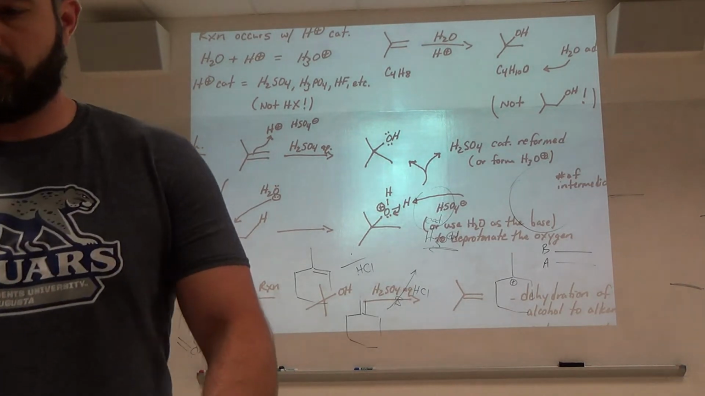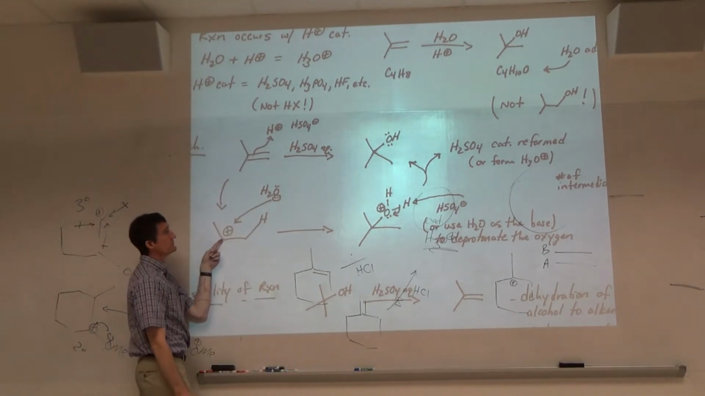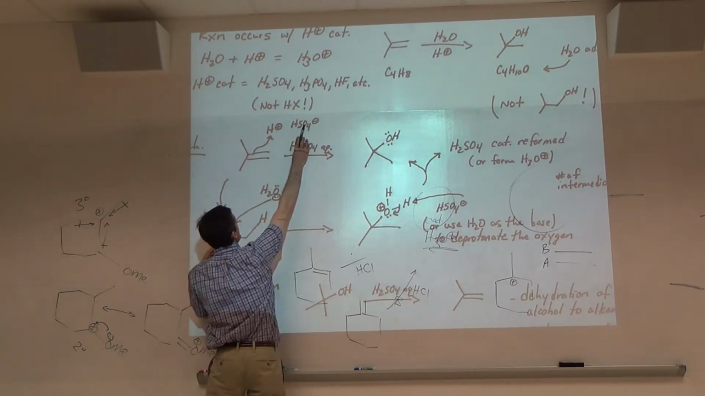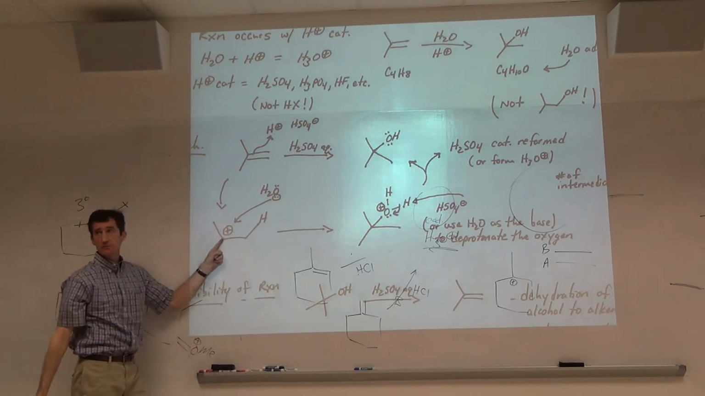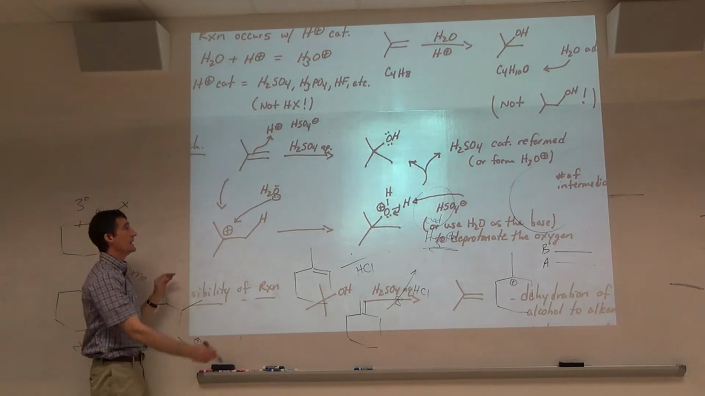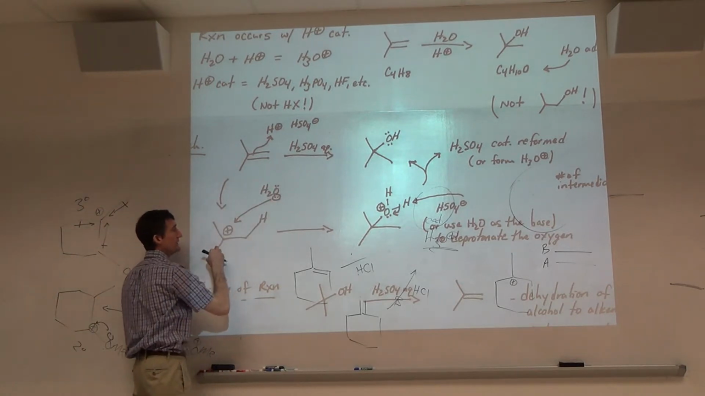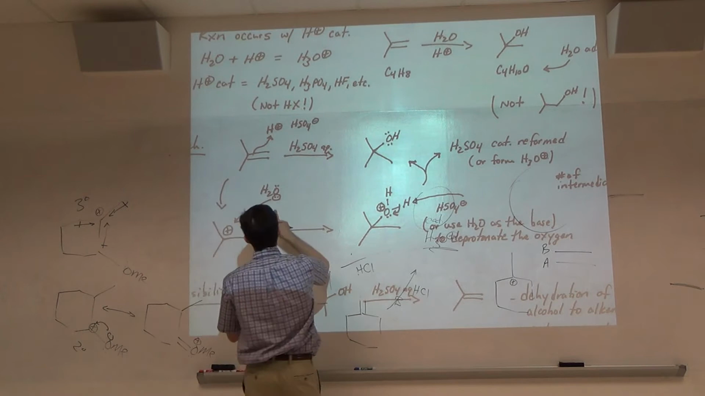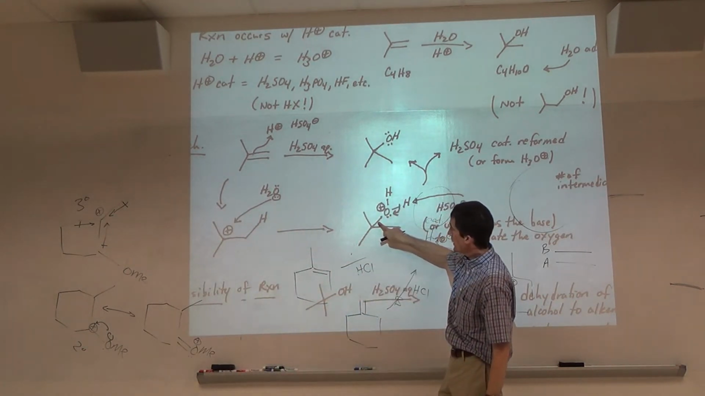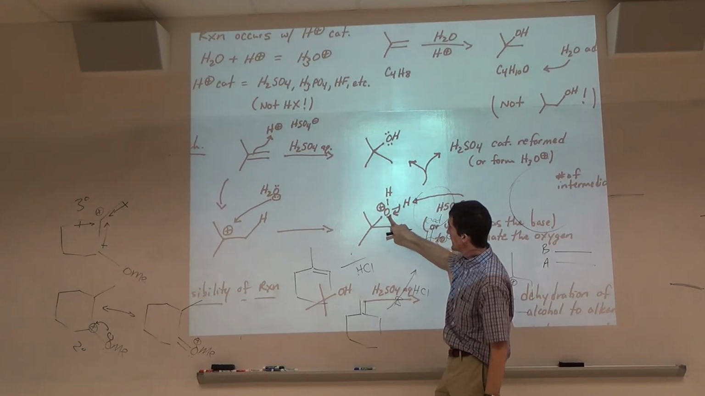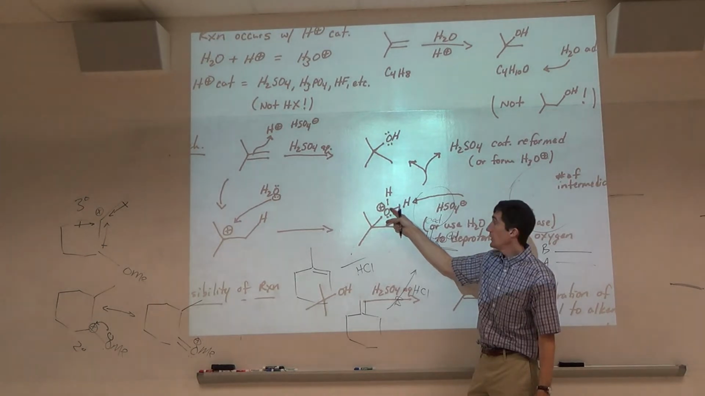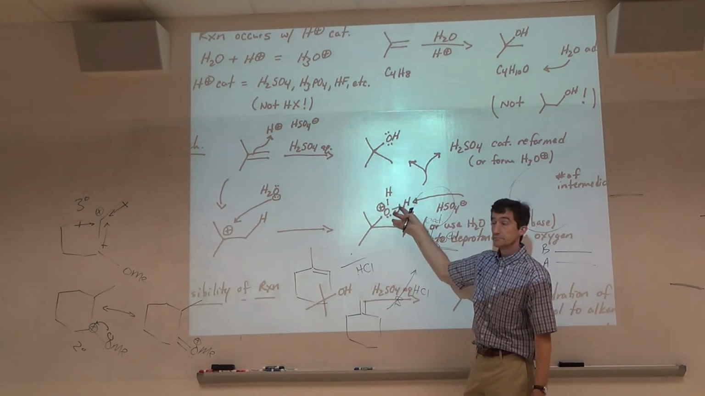At this point, here's your intermediate. Something attacks it. I told you that that's not going to attack. We don't have a halide to attack. But we do have water, and water can attack. And so these electrons add. What does this arrow mean? These electrons making a covalent bond to this carbon. There it is. Only one lone pair remains. That's it. This happens to be a positive charge. We don't lose an H. That's it.